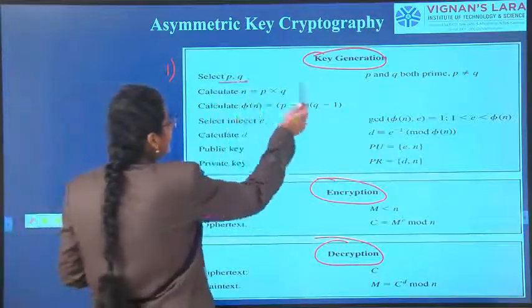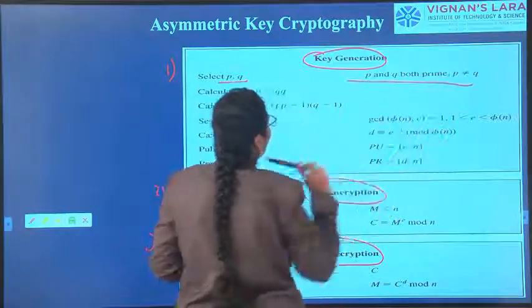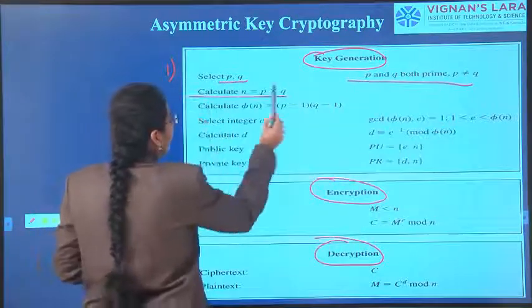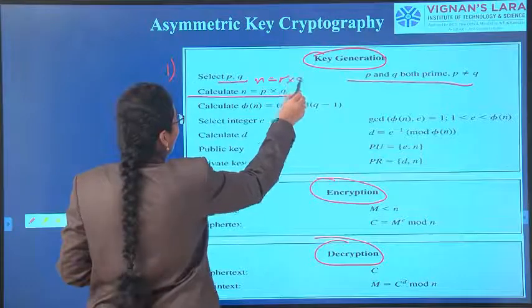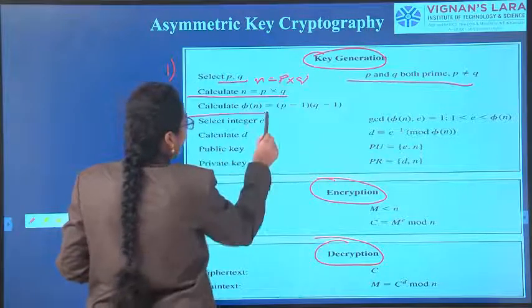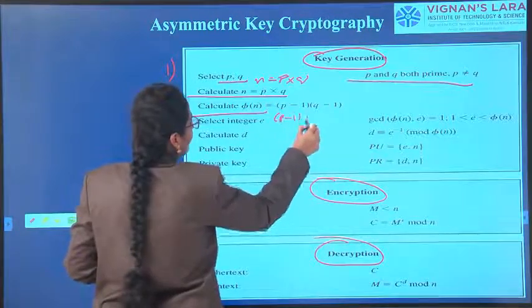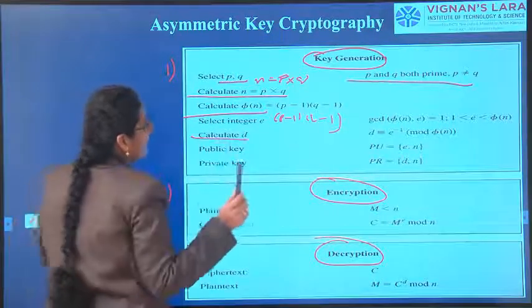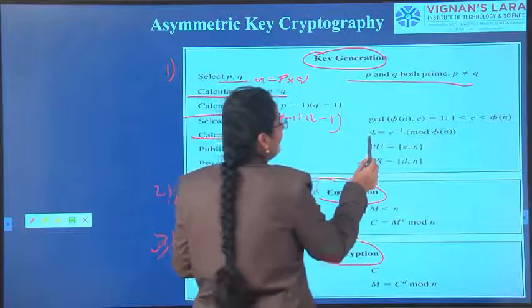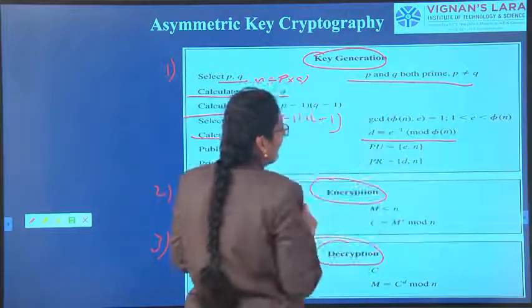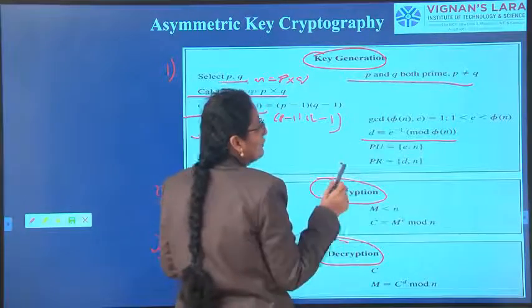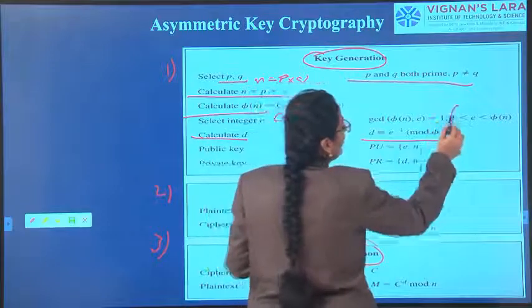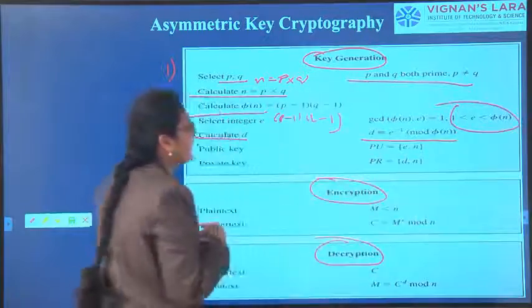Select P and Q which are prime numbers and which are not equal to each other. Calculate N equal to P into Q. Calculate phi of N equal to (P minus 1) into (Q minus 1). Now you have to calculate D. For calculating D you have the formula D equal to E inverse mod phi of N. So you have to assume the E value. For assuming E value you have the formula 1 less than E less than phi of N.